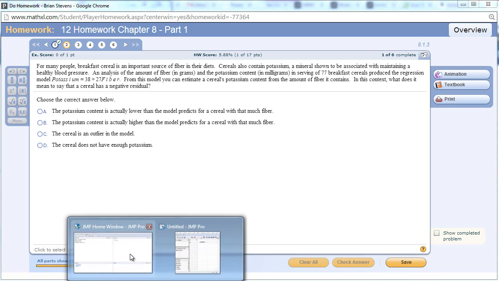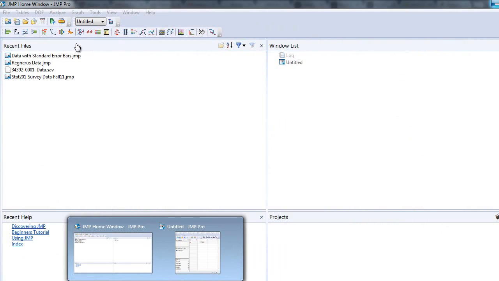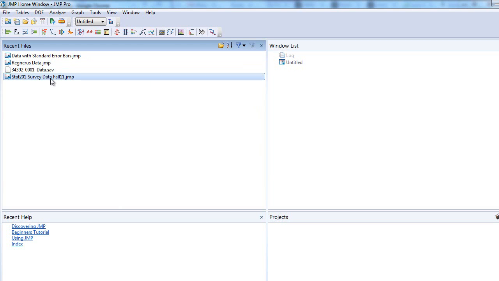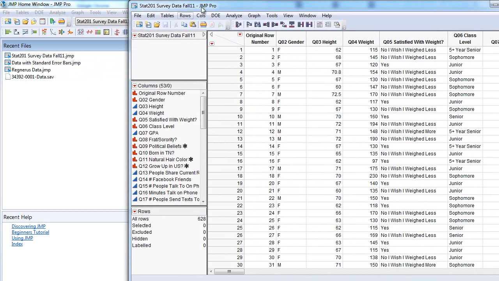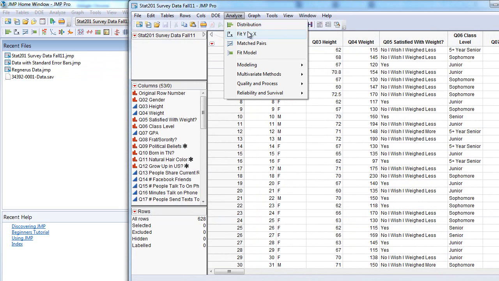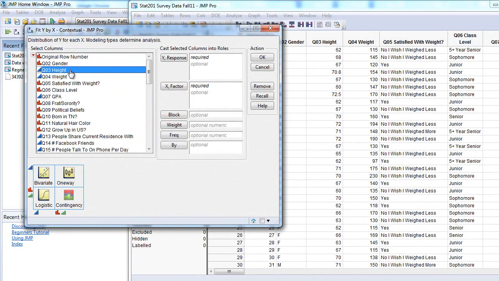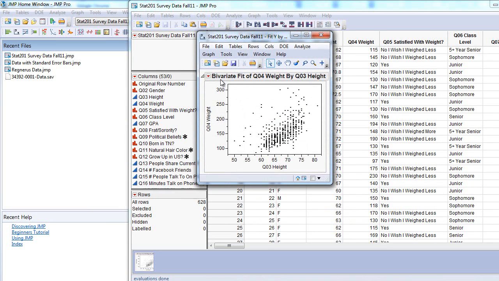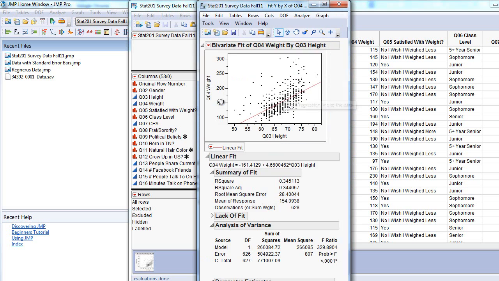Let's pull open some regression right here. We're going to go over to JMP and look at a regression line. Bring open the data right here. And let's do a classic height by weight analysis. We're going to have height predict someone's weight. So we have our explanatory variable in the x and our response in the y. I'm now going to fit a line to this data.